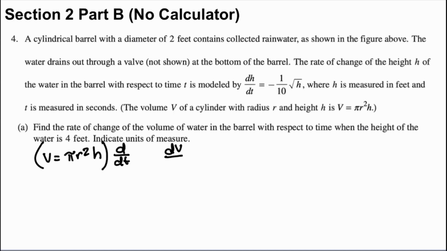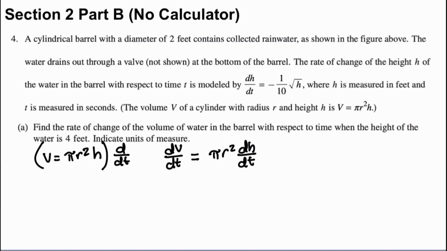So we have dV dt is equal to, now I do want to mention that the only variables here are V and h. r is a constant. The radius of the cylindrical barrel isn't changing, the height is. So we're going to treat it as a constant when doing our whole derivative business. So this is going to be equal to pi r squared dh dt. That pi r squared is a constant multiple, so we're only focusing on the h, which when we take the derivative is dh dt.